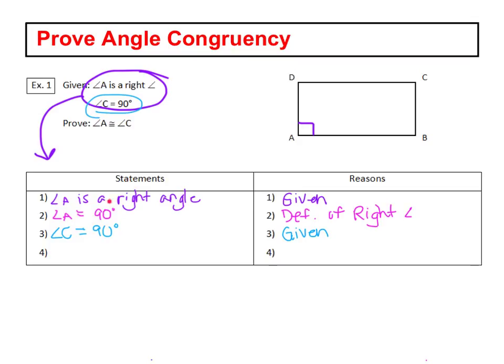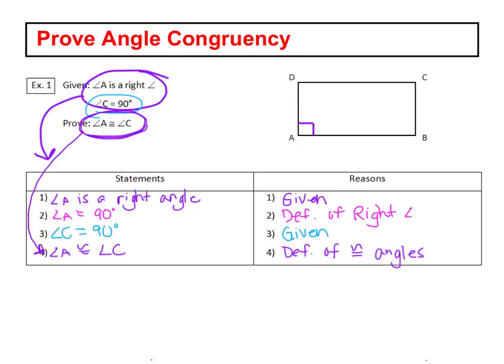So because they both are equal to 90 degrees, we can say that angle A is congruent to angle C. And that's actually exactly what we had to prove. So remember, what you're trying to prove always ends up in the last spot down here. How did we know that angle A was congruent to angle C? Well, remember we had that definition of congruent angles. So definition of congruent angles.